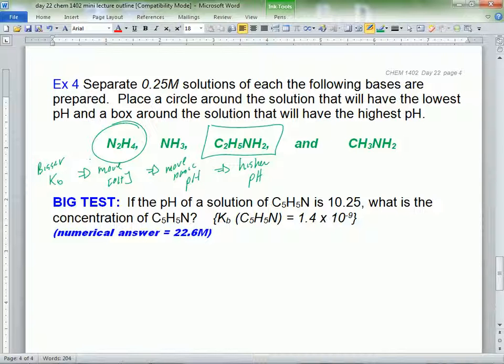Okay, what do we have going on over here? Now, the only thing that you're missing with this ICE table is that this is the pH. That's the equilibrium concentration, right? So you're putting it in as an initial. That's not right. So don't put it in as an initial.